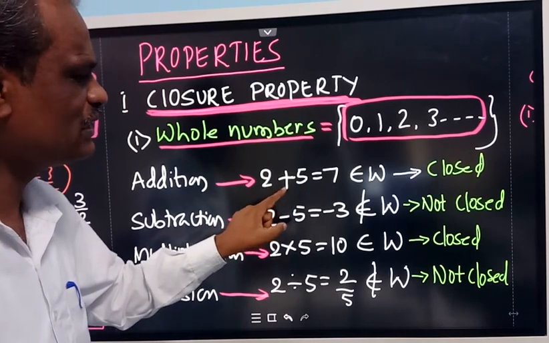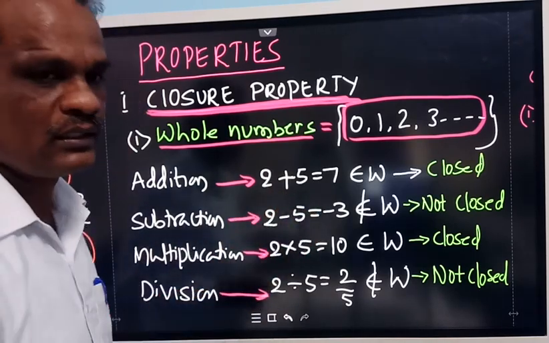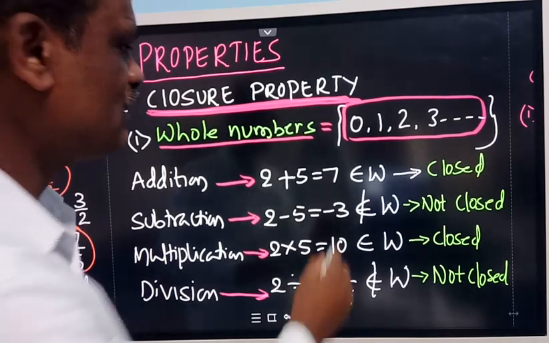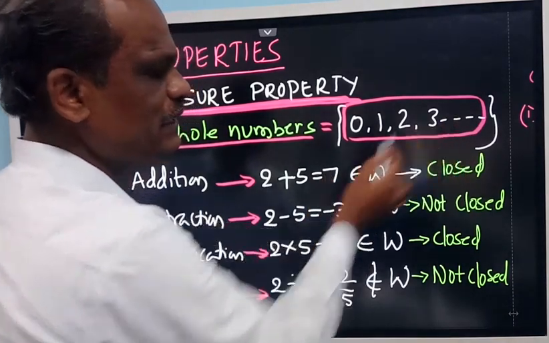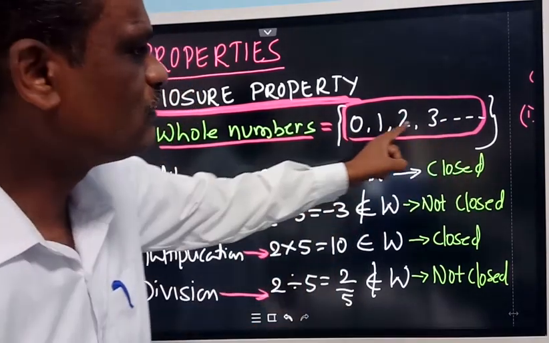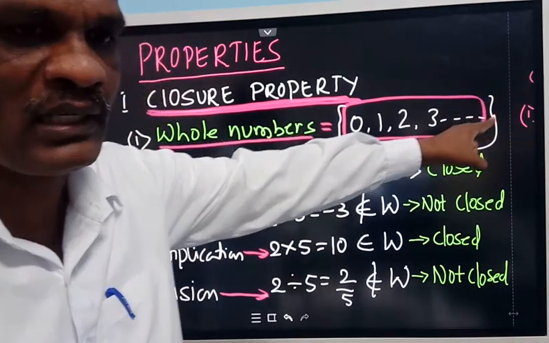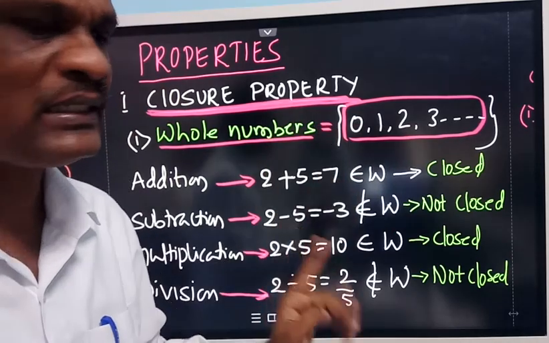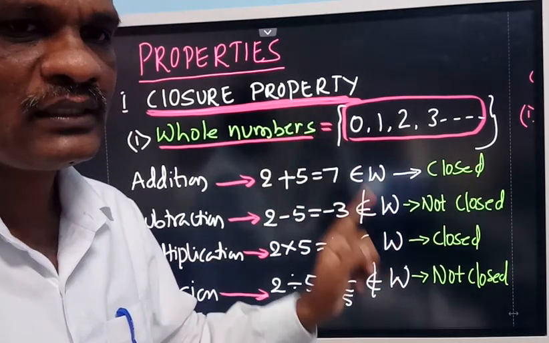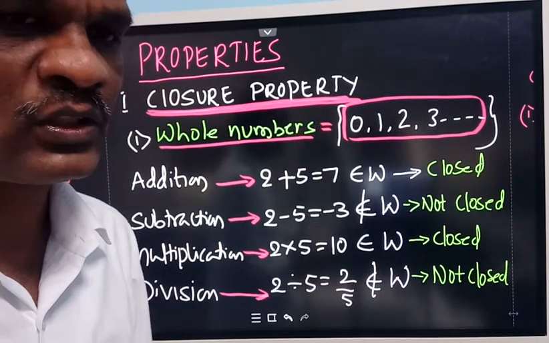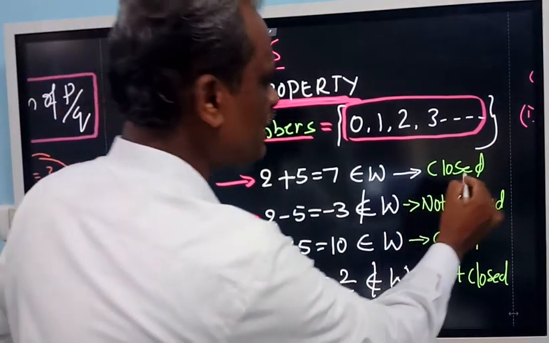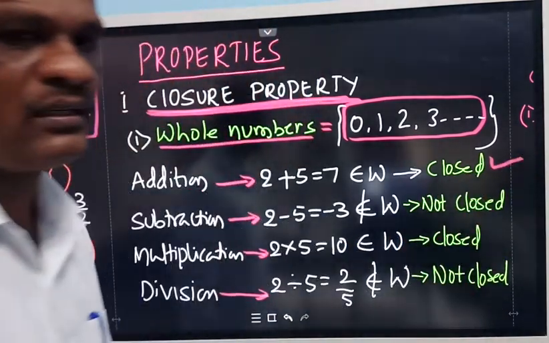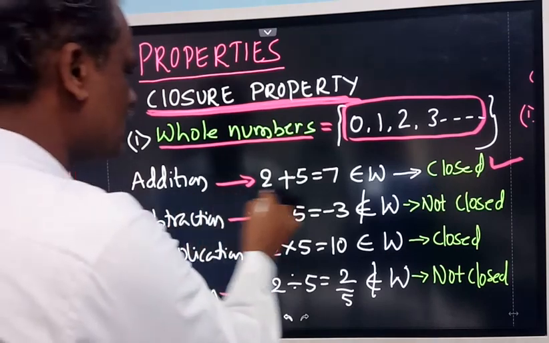And what is the operation that I have done? Addition. 2 plus 5 gives you 7. 7 is there in the whole numbers also: 0, 1, 2, 3, 4, 5, 6, 7 comes later. So you have taken two whole numbers and added them. The result that you are getting is also a whole number. Therefore, we call this closed under addition. Whole numbers are closed under addition.